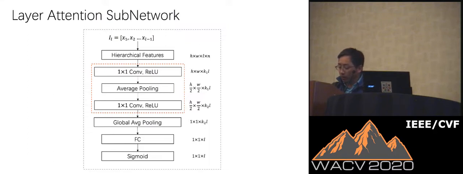The layer attention module is proposed to explicitly model layer interrelationship and determine feature reuse by the current composite layer. So instead of directly applying global average pooling, we set up three layers before global average pooling.